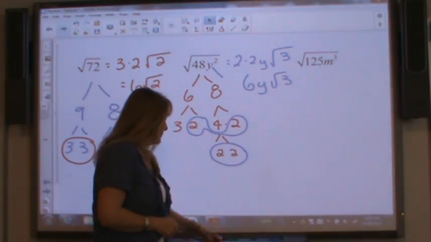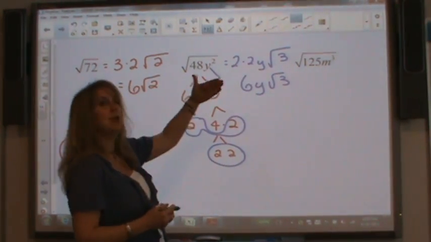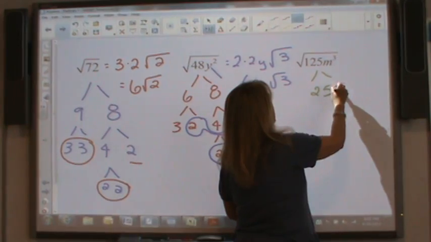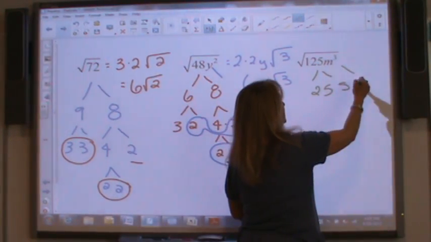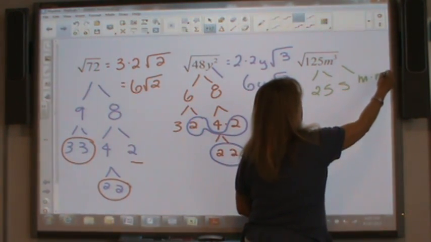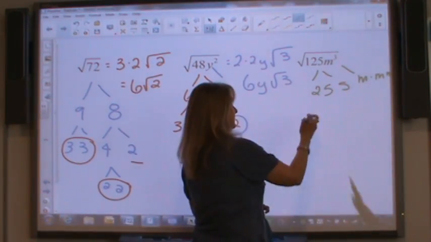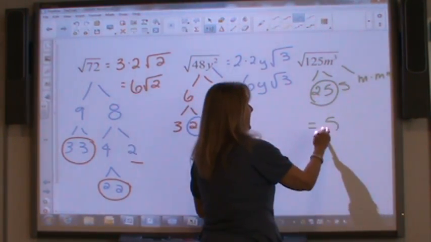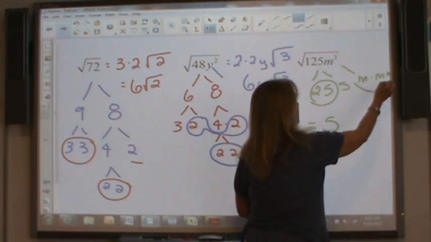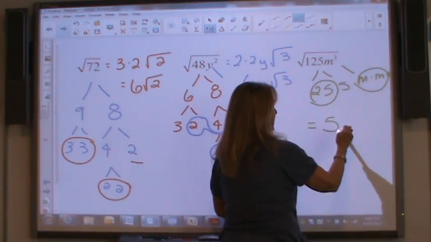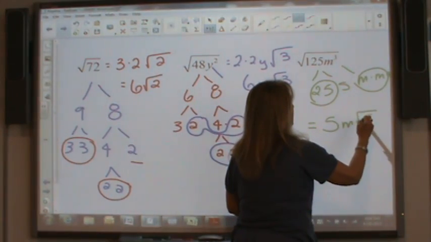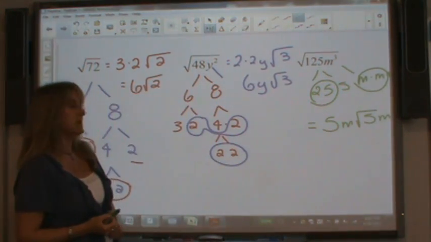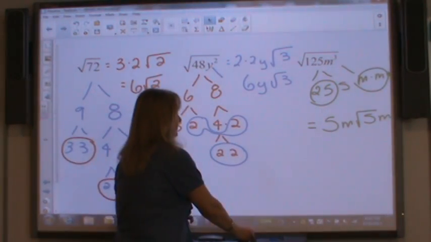Let's look at 125 one more time, and it's m cubed. So what I have here is 25 times 5, and I have 3 m's. So I have m times m times m, okay? 25 is a perfect square, so I can immediately bring out the 5. I have 3 m's, so I'm going to bring one of them out, and I'm left with a 5 on the inside and an m. Okay, so that is my simplified answer.